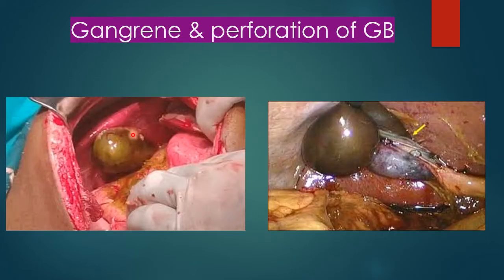This is a gangrenous gallbladder after surgery. You can see this is a normal color. The gallbladder is darkened. Here there is gangrene with probably a perforation. You can see the bile leak here. So this is a perforated gallbladder.